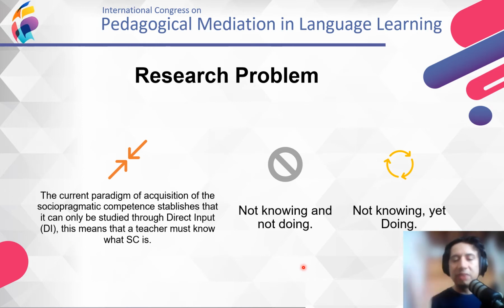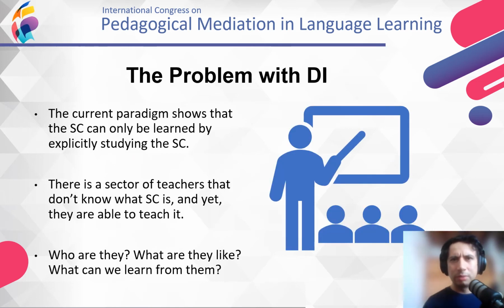So either we have teachers that don't know and therefore they are not able to teach it, but there's something surprising, and that is that there are teachers that don't know what the sociopragmatic competence is, and yet they are able to teach it. Or let's say a learner is able to be aware of the sociopragmatic competence. But what is the problem with the direct input theory? That it is the only way that we can acquire the sociopragmatic competence.